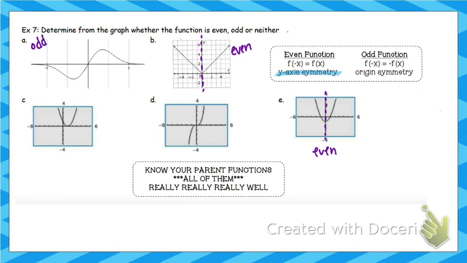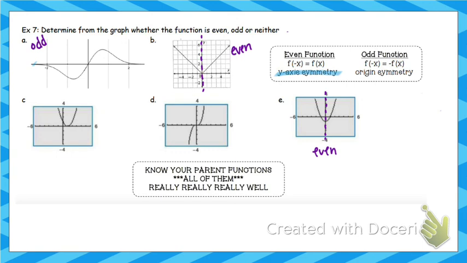So what that looks like, if it has origin symmetry, it's kind of like you take this graph and you flip it over the y-axis, then you also flip it over the x-axis. So you essentially flip it twice and you end up with the same graph. That's what origin symmetry is going to look like.